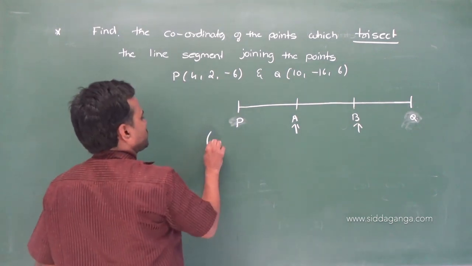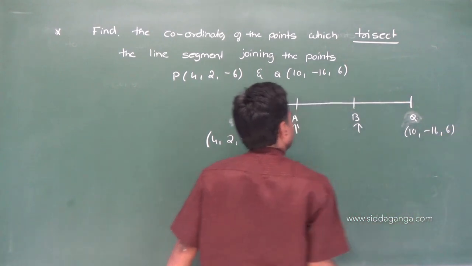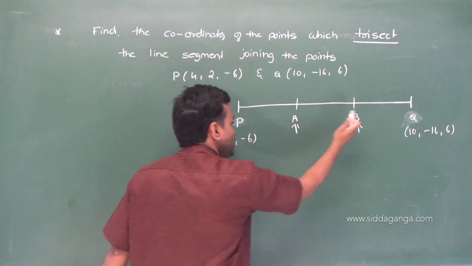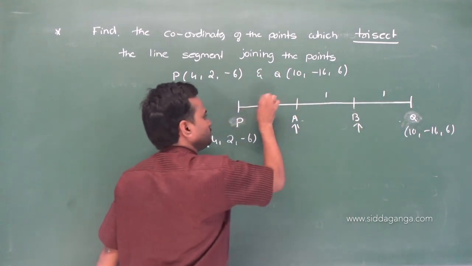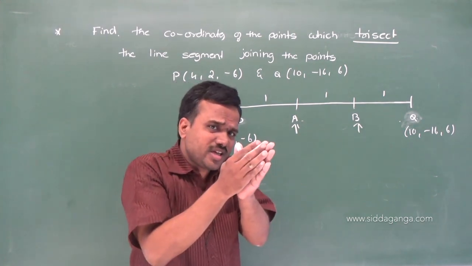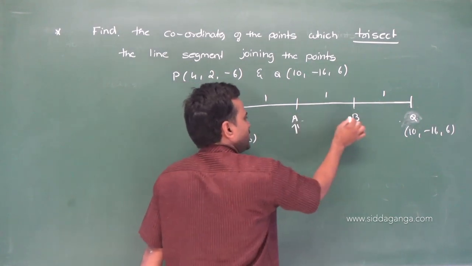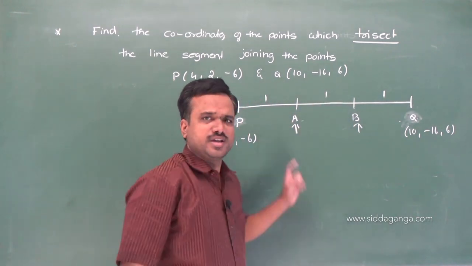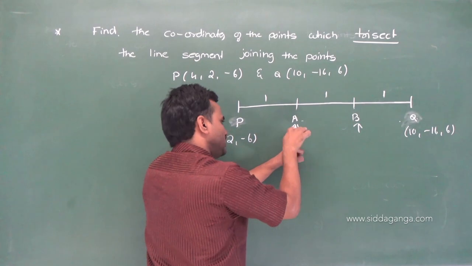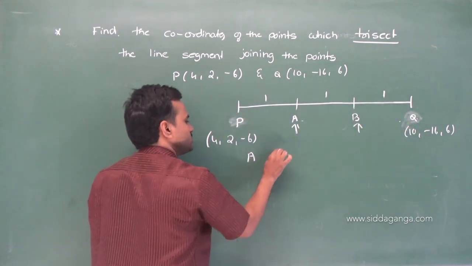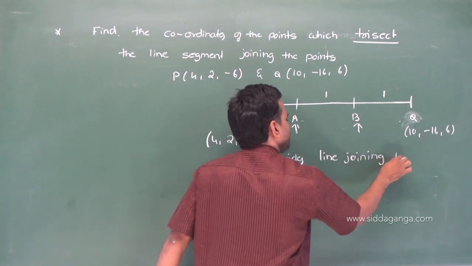For that, observe, P point is 4, 2, minus 6. Q point, 10, minus 16, 6. Trisect means they divide equally in three parts. Let me take PA is equal to 1, AB is equal to 1, BQ is equal to 1, for easy calculation. So, firstly, we find A point. Observe here, in the diagram, A divides the line joining PQ.